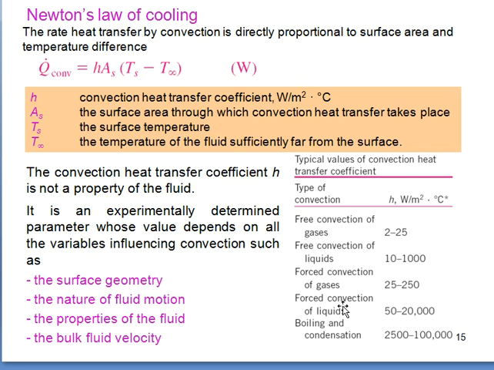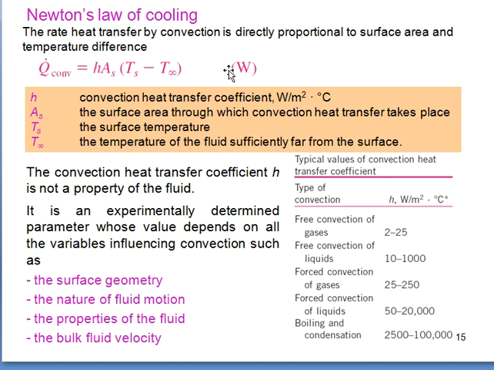As the rate of heat transfer by convection is directly proportional to the surface area and temperature difference. Here, the rate of heat transfer by convection is directly proportional to the surface area from which heat is transferring or to which heat is transferring, and the temperature difference. We can write Q convection is equal to h A_s (T_s minus T infinity). Here h is the convective heat transfer coefficient, A_s is the surface area through which it is transferring, T_s is the surface temperature, and T infinity is the surrounding fluid temperature or ambient temperature.